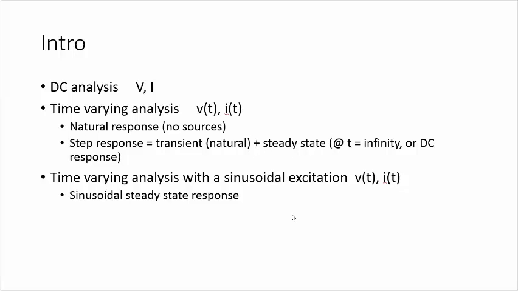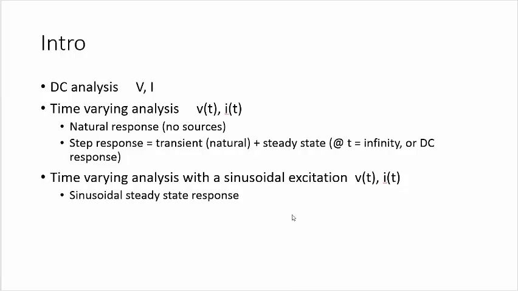So this next chapter, chapter 9 that we're entering now, is a time-varying analysis. With sinusoidal excitation, we are looking at a steady-state response. But instead of having a DC supply and looking at the steady state, we are going to give an AC signal to our circuits, in particular a sinusoidal excitation. We are not, though, looking at the transient response with a sinusoidal excitation. Anyway, we're looking at a steady state with a sinusoidal excitation.